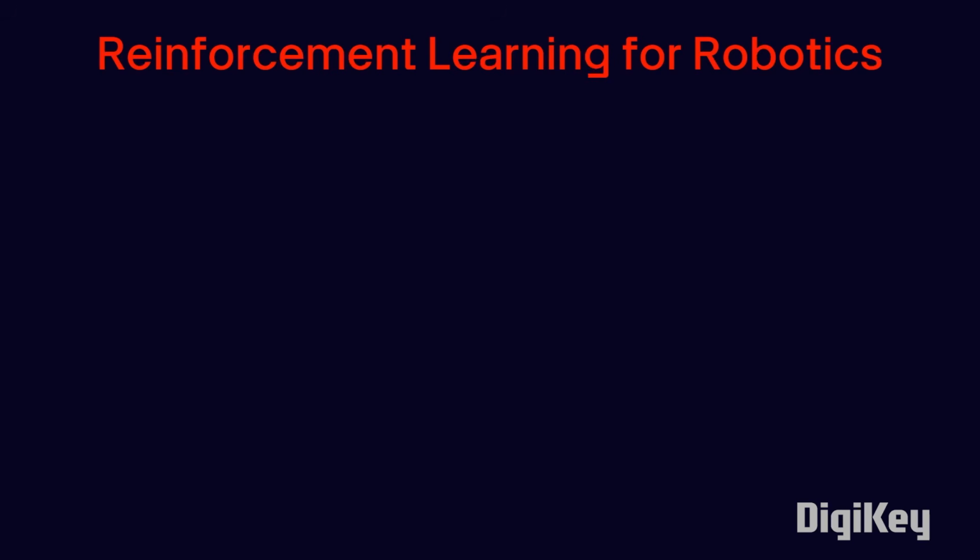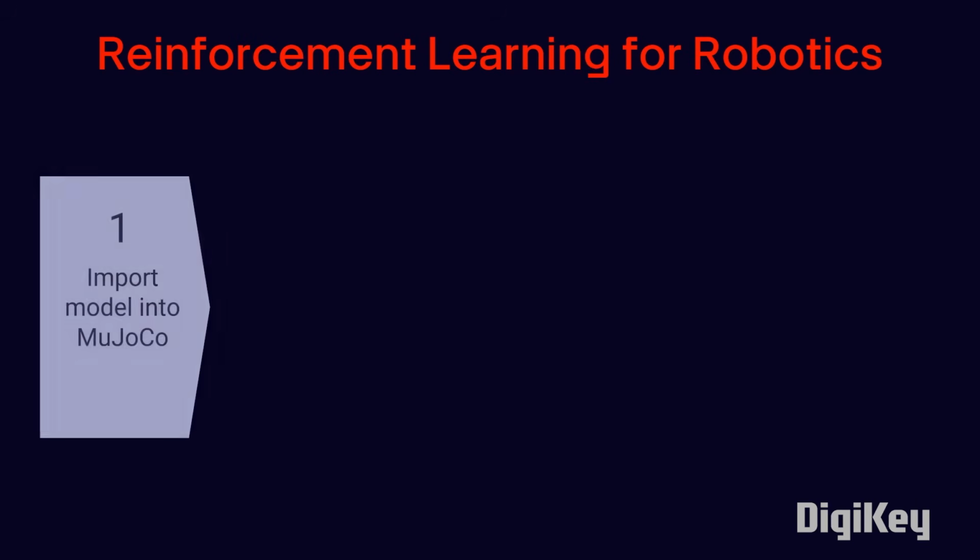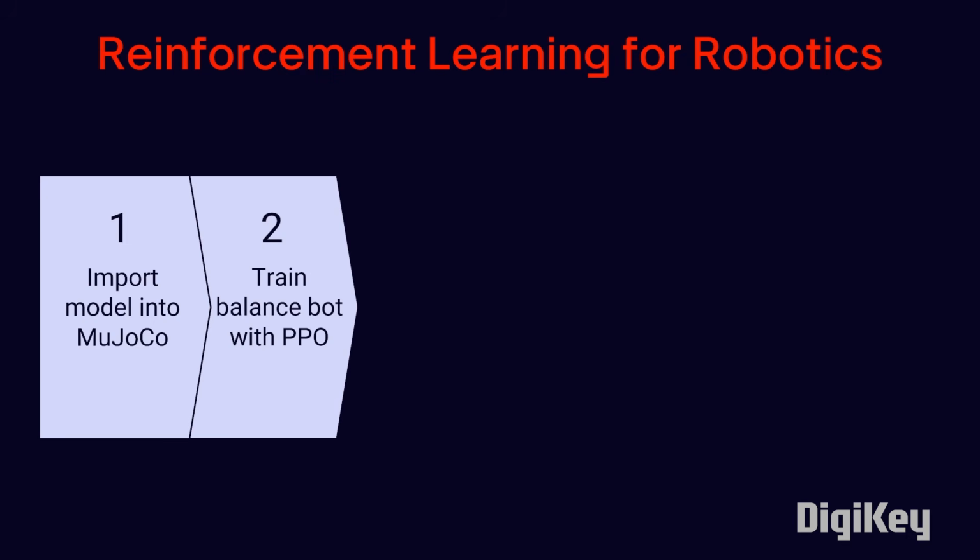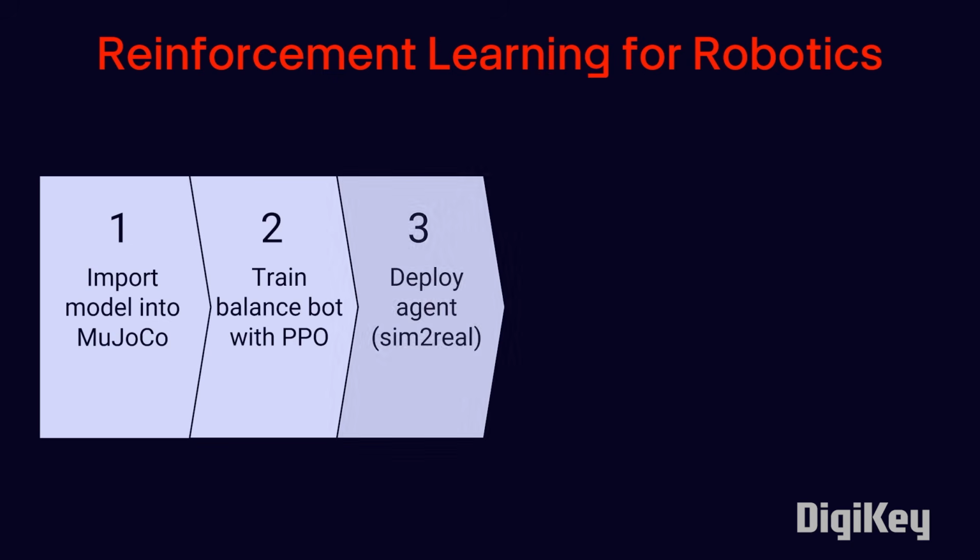Here's what we're going to cover throughout the series. We'll start by seeing how to import 3D models into our simulator program. We'll then use a custom version of CleanRL to train the robot to balance. Note that this will involve multiple phases in something called curriculum learning. From there, we'll see how to take the agent model and deploy it to our hardware.